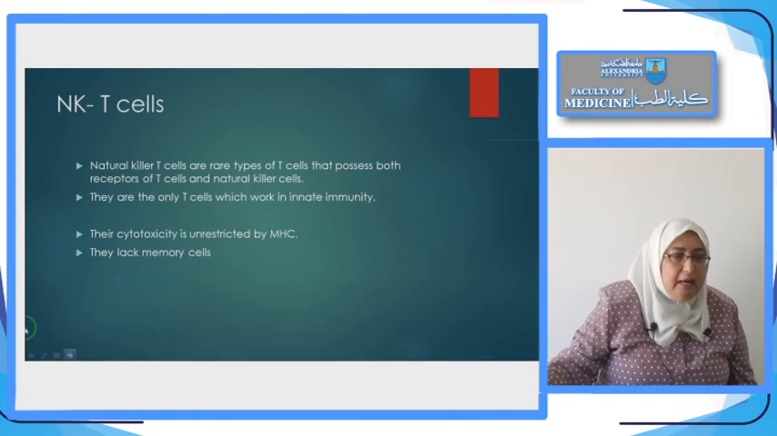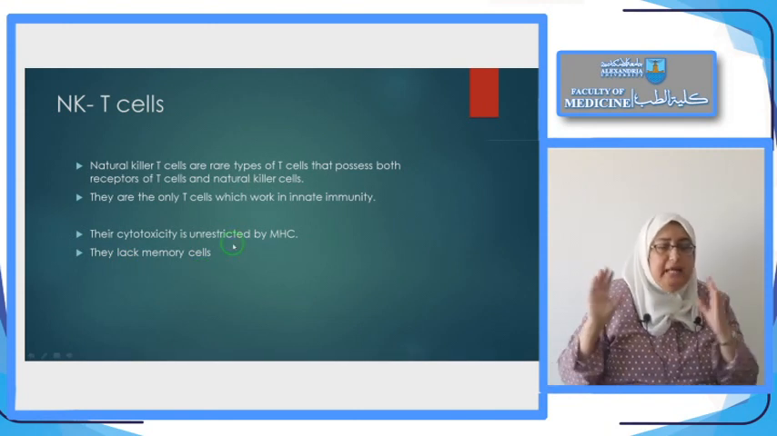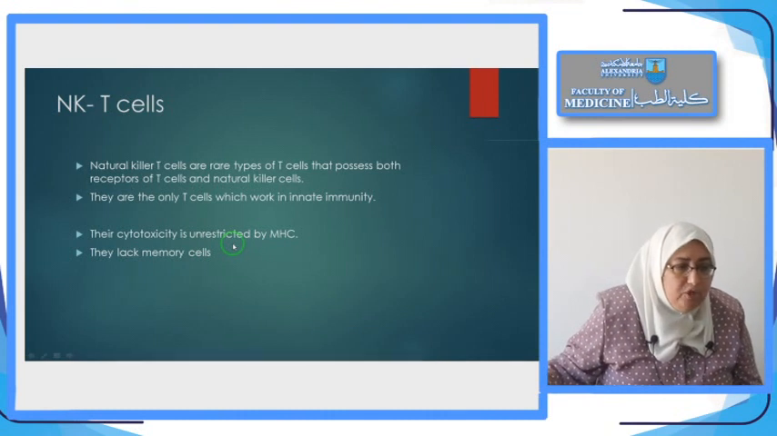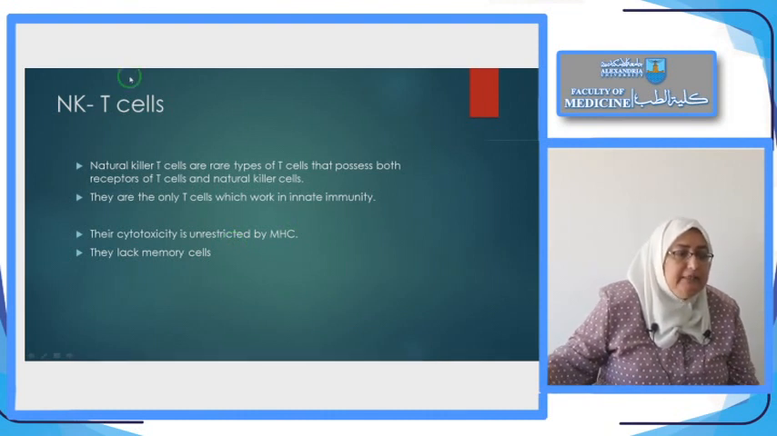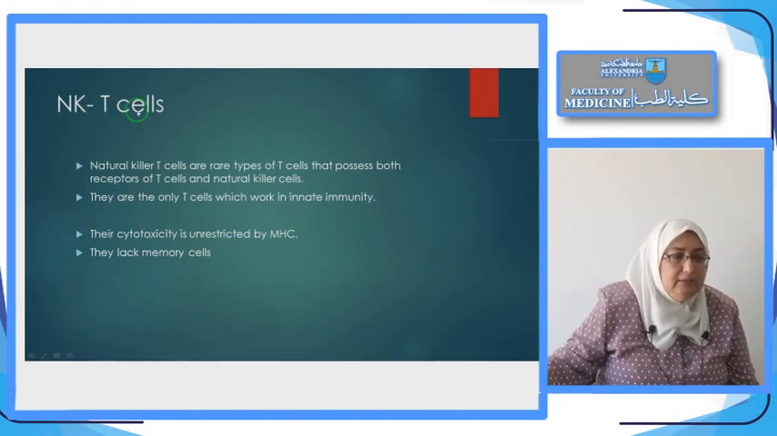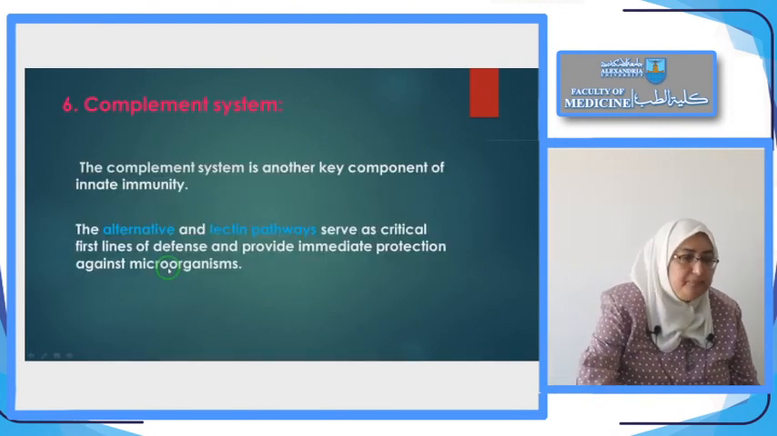So we should know that all T cells work in adaptive or specific immunity, except this rare type, the natural killer T cell. They have both receptors of natural killer cells and T cells. They are the only T cells which work in innate immunity. Their cytotoxicity is not restricted by MHC, and they lack memory cells.